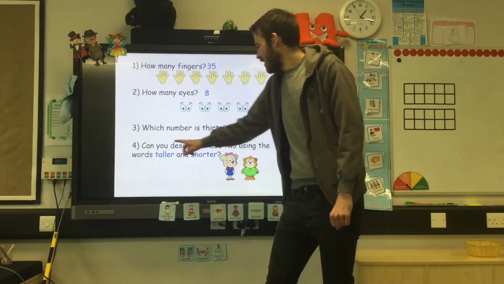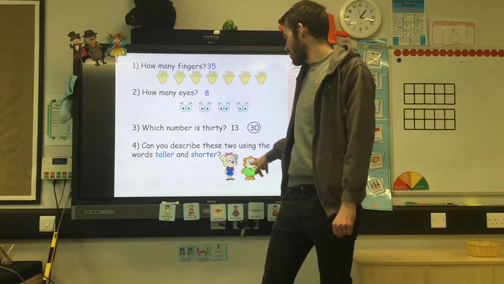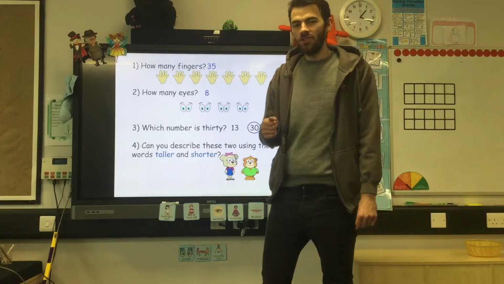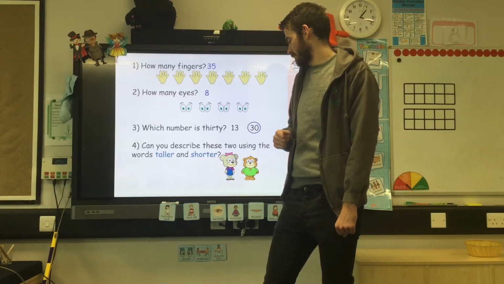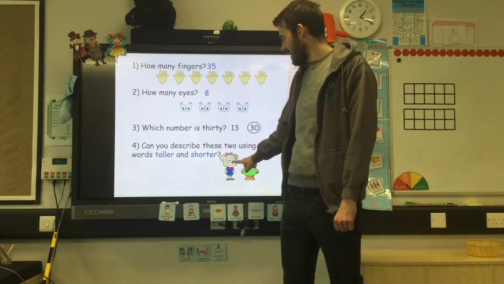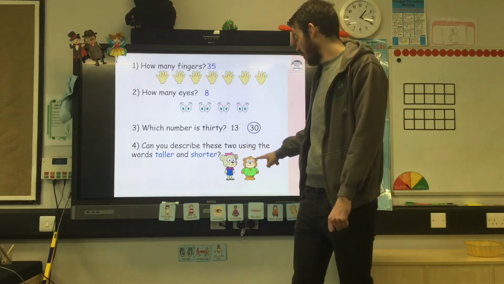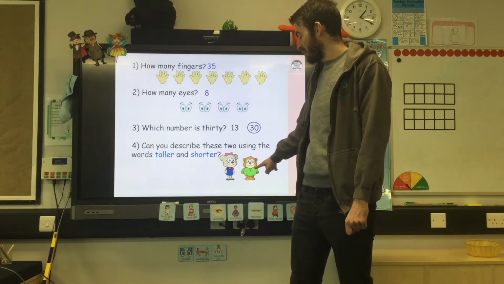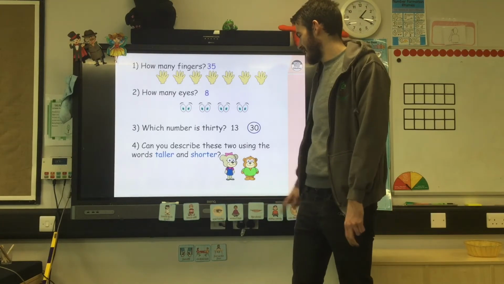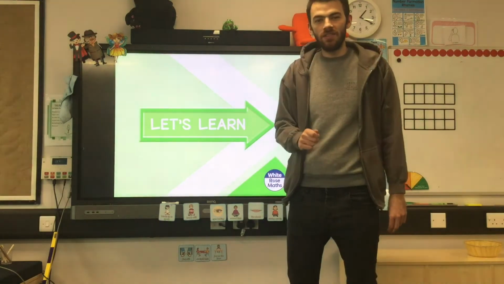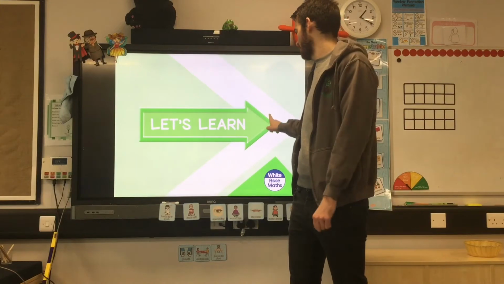Okay, can you describe these two using the words taller and shorter? So the teddy bear with the bow is taller than the teddy bear with the green top. I wonder if your sentence was similar to that. Let's move on to today's new learning.